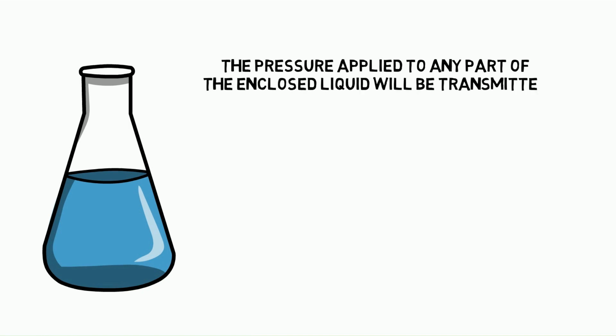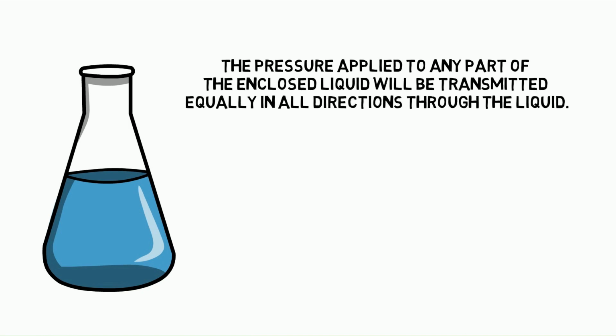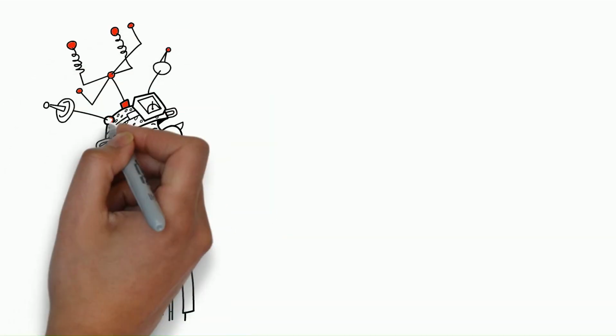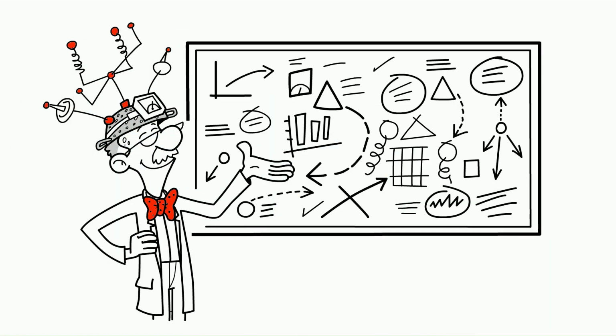For a stationary fluid, Pascal's law states that the pressure applied to any part of the enclosed liquid will be transmitted equally in all directions through the liquid. So, pressure in each and every direction is the same without any change of value. You can easily find the mathematical proof of Pascal's law on any platform like Wikipedia.